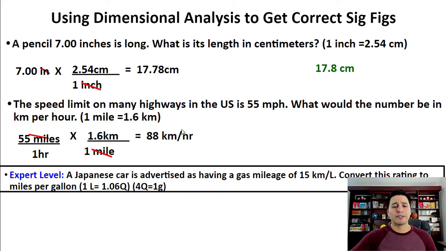Now, because they're asking for kilometers per hour, we're done. But we need to look at our significant numbers now. Here we have 2 significant figures. So we're going to stop at the 88. In this case, that is just our answer.